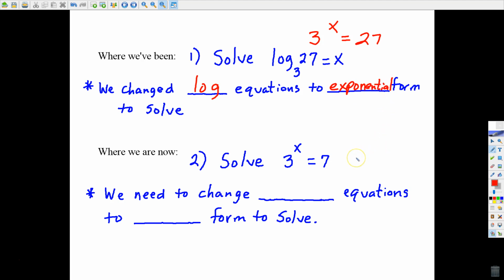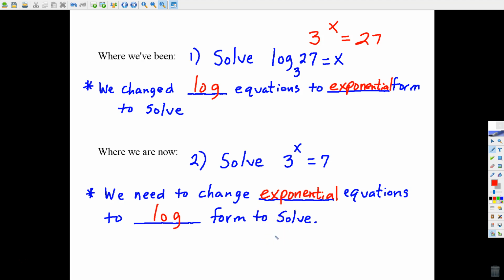Well, today, where we are now is we're going to be solving exponential equations. We're trying to find out what the value of this variable is, which happens to be the exponent. So you probably guessed it, to solve exponential equations, we're going to have to change them to log form. The reverse of what we did yesterday.